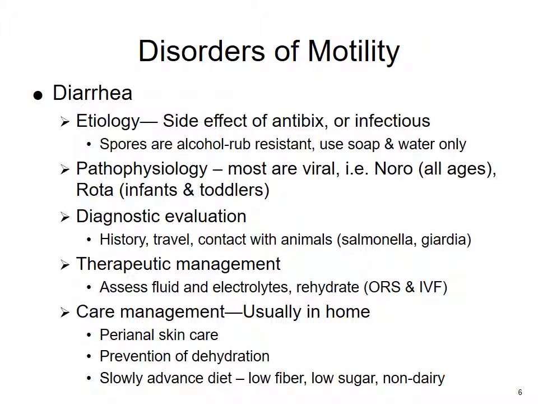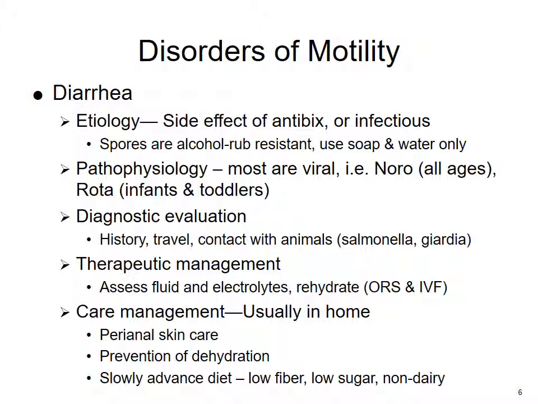Now we're going to talk more specifically about disorders of stomach motility. Diarrhea is very common in children. Some of the causes could be a side effect of antibiotics, or it could be infectious. And this is a reminder that diarrhea spores are resistant to alcohol rubs. So if you have a patient with active diarrhea, you should be using soap and water for your hand hygiene.